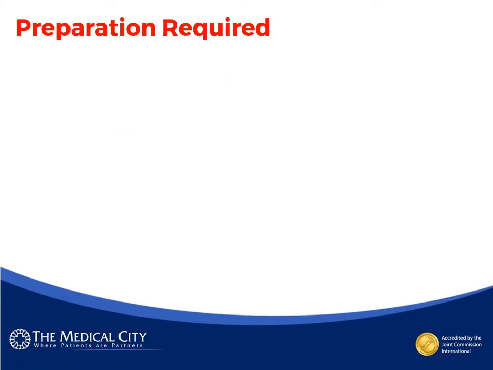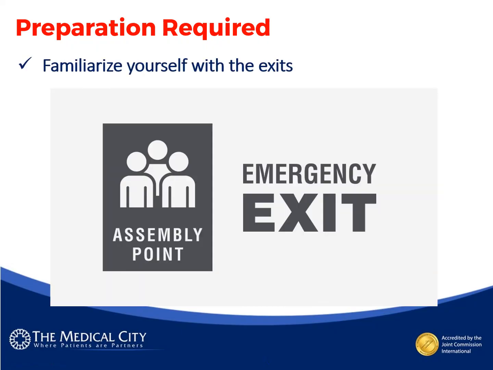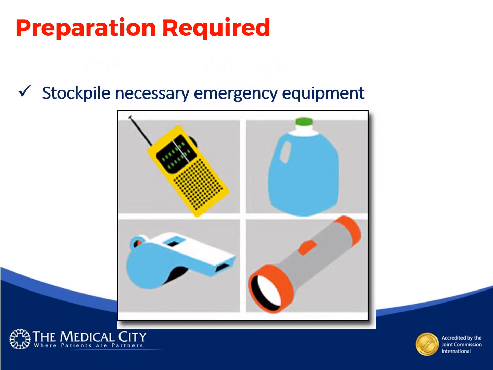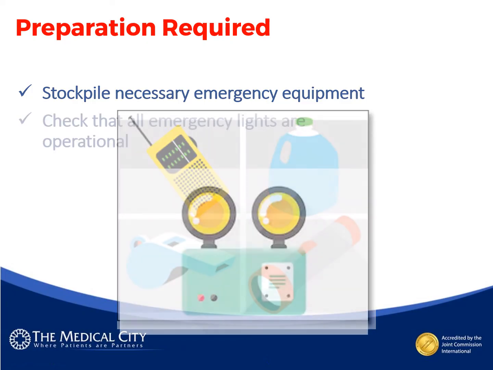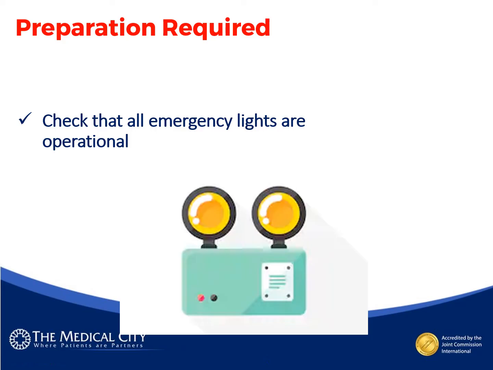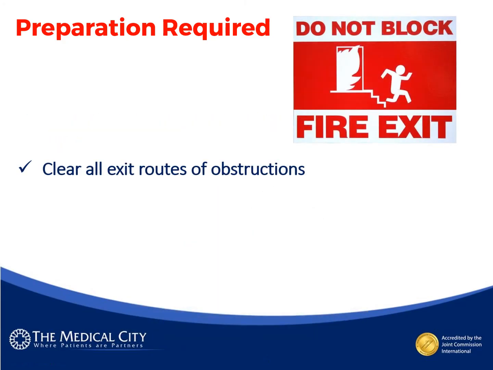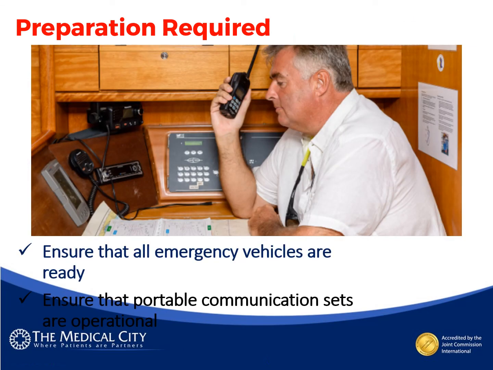What are the required preparation before disaster occurs? Familiarization with the fire exit is very essential because it is the safest way to evacuate and be safe. Stockpile of emergency equipment is also important. Once the existing equipment is down, at least we have an alternative equipment to use. Ensure that emergency lights are operational. Emphasize that, in case of evacuation, there must be no obstruction on all exits to avoid stampede. Always check the emergency vehicles and portable communications are operational.